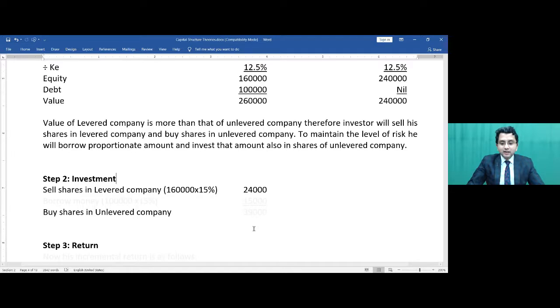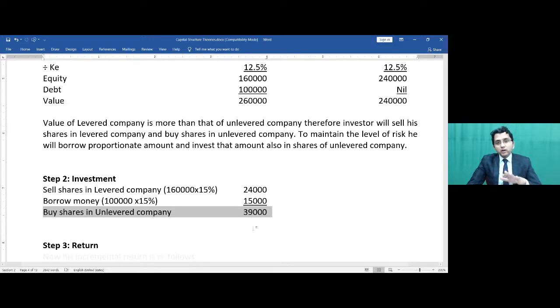I'm not saying you will take additional risk. You would like to maintain your level of risk. And that's why 1 lakh rupees debt amount multiplied by 15% your shareholding in the company. You will borrow 15,000 rupees and the total amount in your hand will be 39,000. And you will not invest just 24,000 in the unlevered company. Rather, you will invest 39,000 rupees in the unlevered company. This way, you are not only making a switchover, but also your level of financial risk is the same as before.